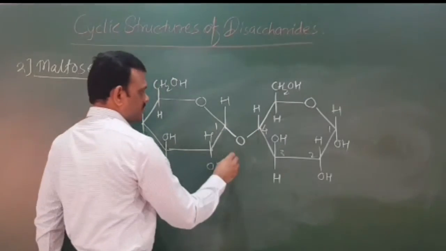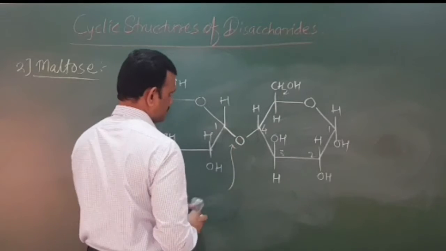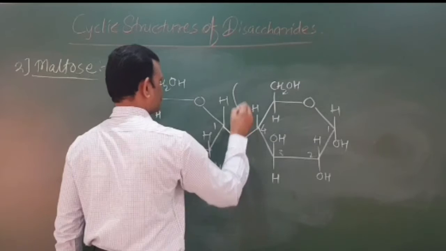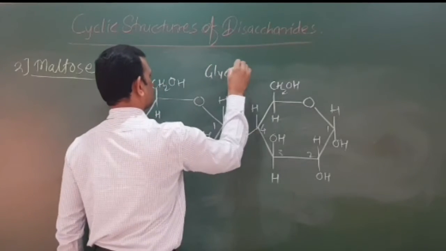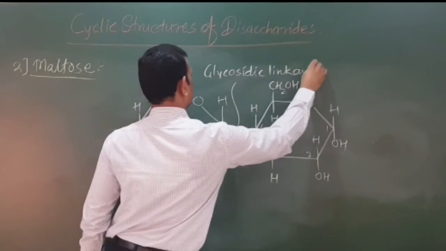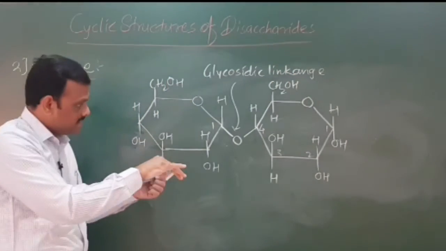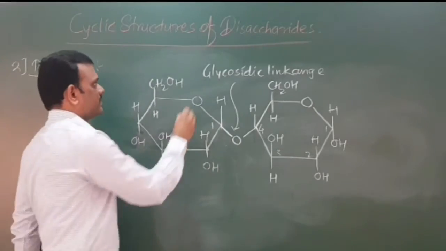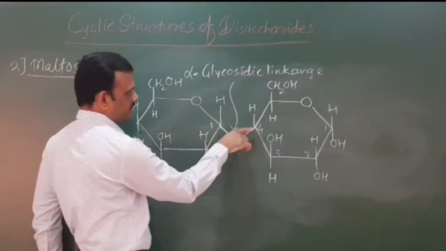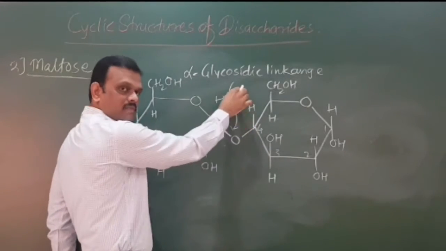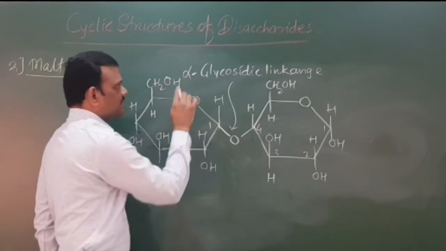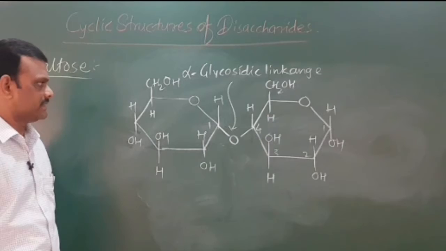Now this linkage is called glycosidic linkage. As the linkage is downward pulled, therefore it is called alpha glycosidic linkage. That means if the linkage is present on the upper part, then it is a beta form. If it is present downwards, then it is an alpha glycosidic linkage.